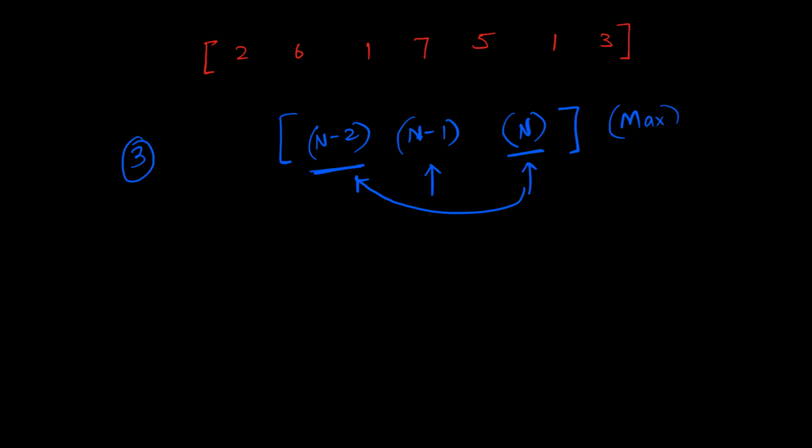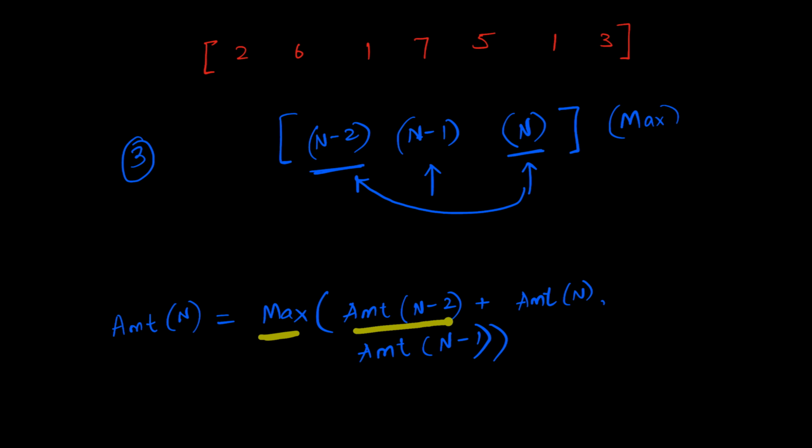This is how we can represent this logic mathematically. Max between the sum of the amount at n minus 2 and n, and comparing it with the amount at n minus 1.